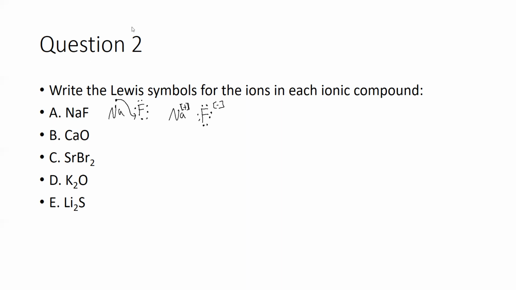How do the numbers affect things? Br2 means you have 2 atoms of bromine to work with, so each bromine needs to have 8 electrons. Let me actually do an example of that. I'll go ahead and do C, in case you're not sure about that.